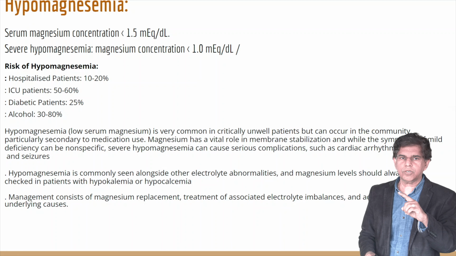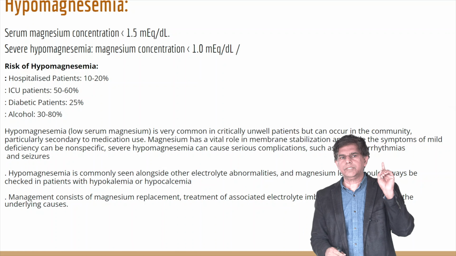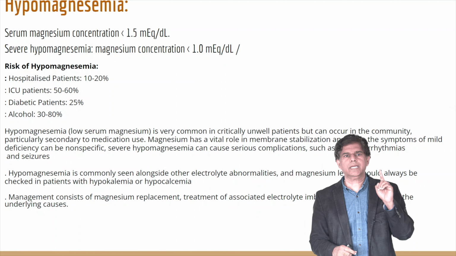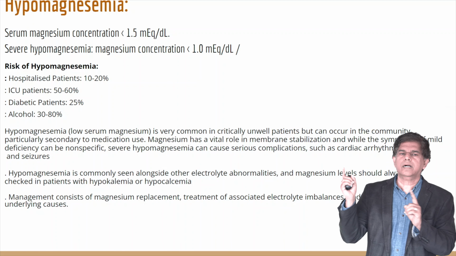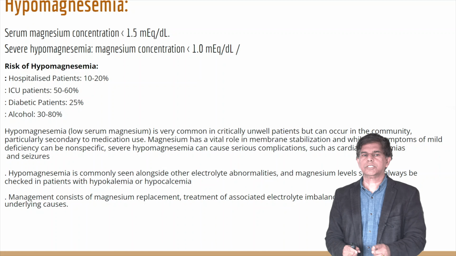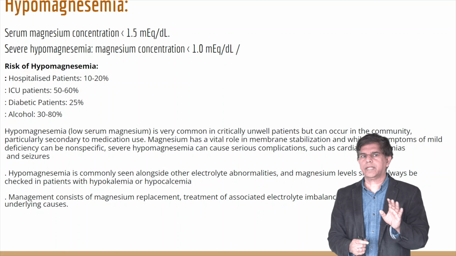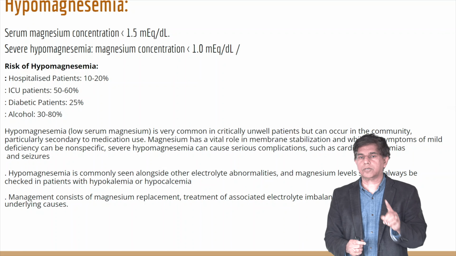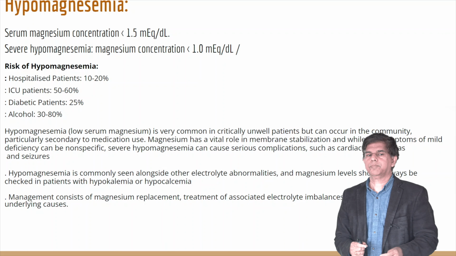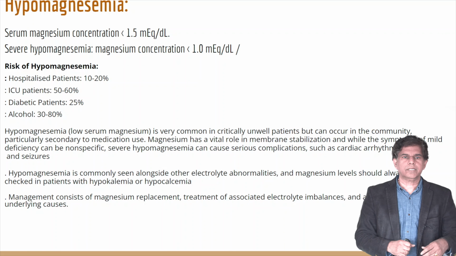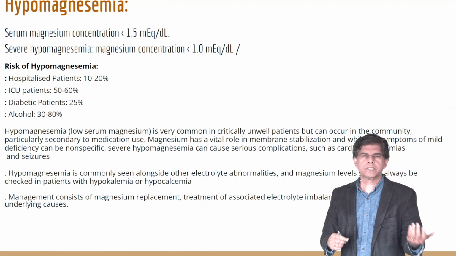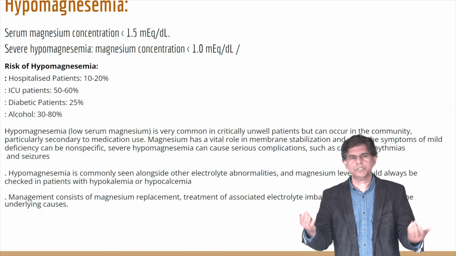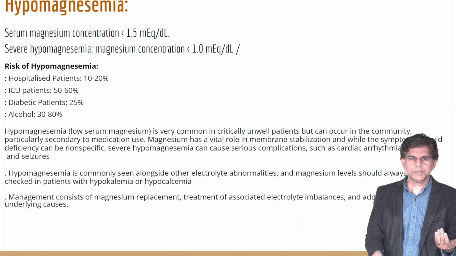Okay, so you look at the risk of hypomagnesemia. Again, we talked about hypocalcemia, right? It was really high in the hospitalized patient. Same thing, the ICU patient and the hospitalized patient risk is extremely high. If you are diabetic, it's high, and alcohol patients also have very high rates of hypomagnesemia. Please always remember, an alcoholic patient is going to have hypomagnesemia. So hypomagnesemia is very common, and it commonly occurs along with other electrolyte abnormalities. We talked about it already. We have to worry about calcium.